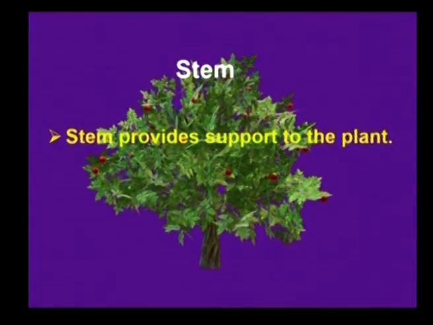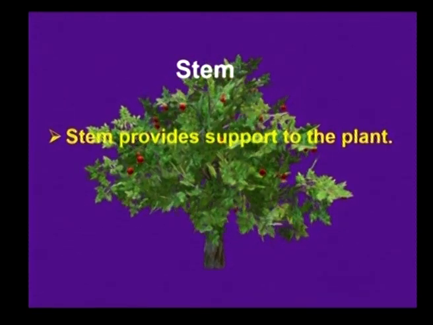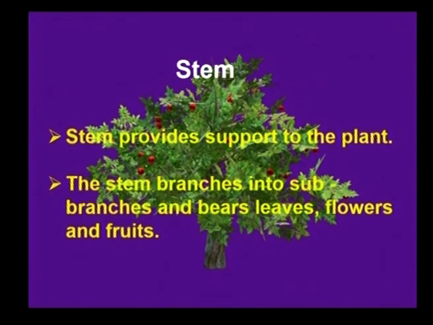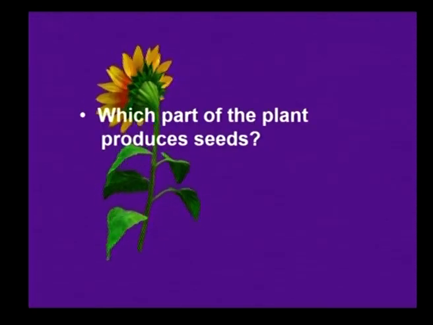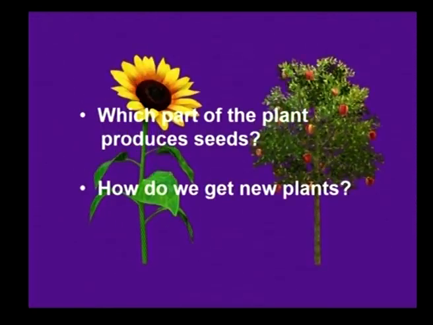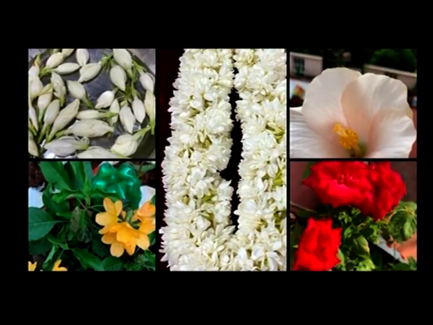Observe the stem. The stem provides support to the plant. The stem branches into sub-branches and bears leaves, flowers and fruits. Which part of the plant produces seeds? How do we get new plants? Flowers are the most attractive parts of the plants. You might have observed that there are some colorful flowers, and some flowers give a very good fragrance. They attract insects for pollination. So the flower is called the reproductive part of the plant.